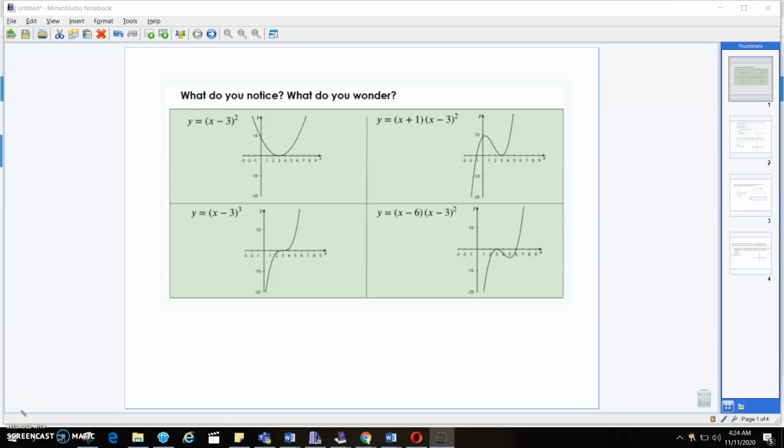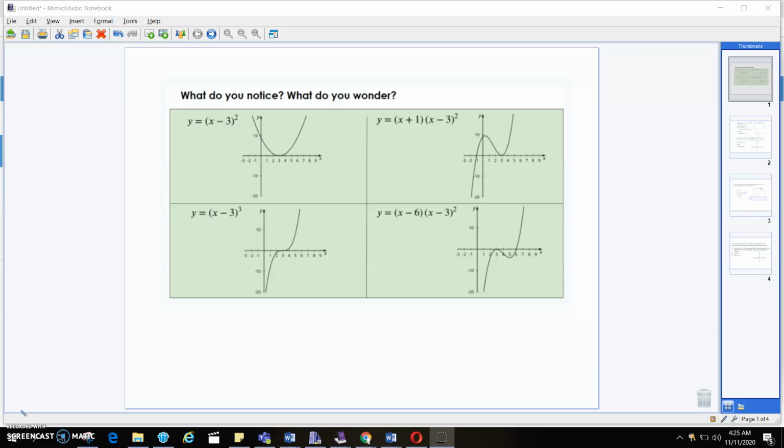Hi, Algebra 2. It's Wednesday, November 11th. So this is your activating strategy, which is: what do you notice? What do you wonder? On this, all you're doing is recognizing pieces of each graph and comparing them.